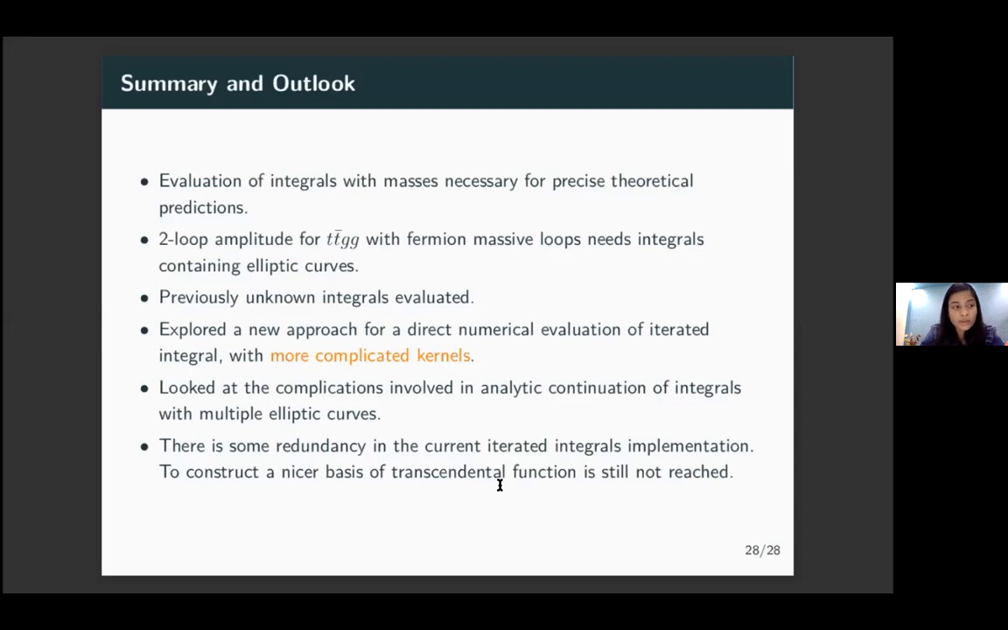For the numerical evaluation and the verification that the results were correct, we explored a new approach for a direct numerical evaluation of the iterated integrals with more complicated kernels. We also looked at the complications involved in the analytic continuation of iterated integrals which involve multiple elliptic curves. And because it was so complicated and because we have 3 elliptic curves, there are still some redundancies in the iterated integral implementation. Constructing a nicer basis of transcendental functions is still not there, and it's being worked on. Thanks for your attention.